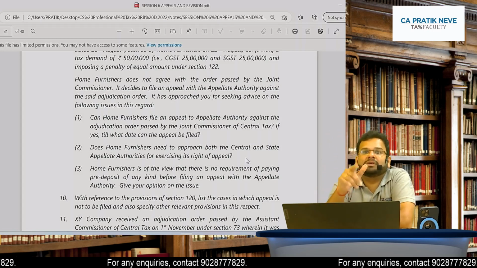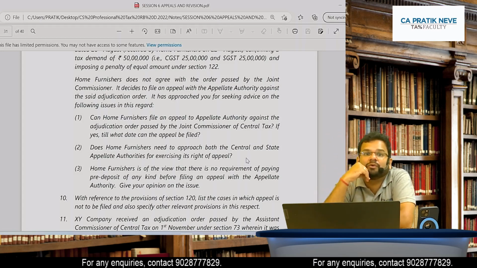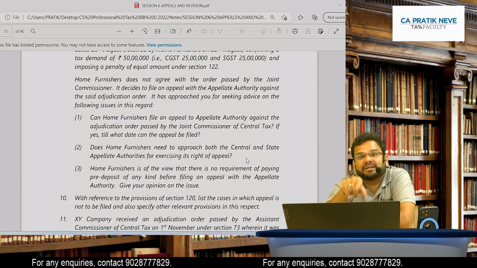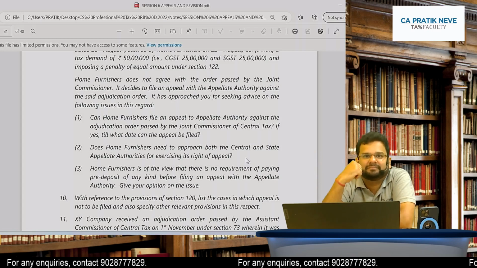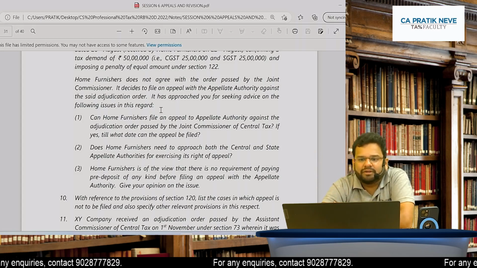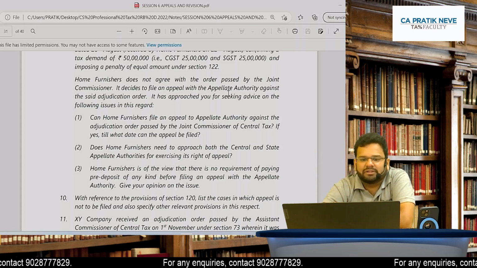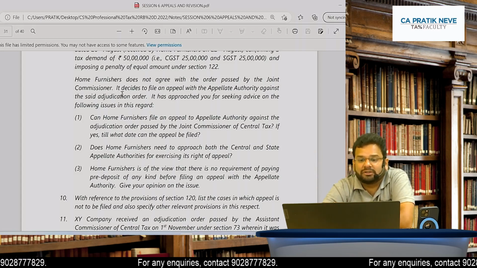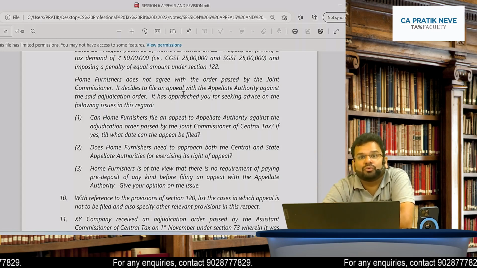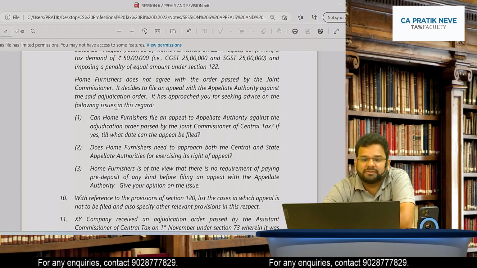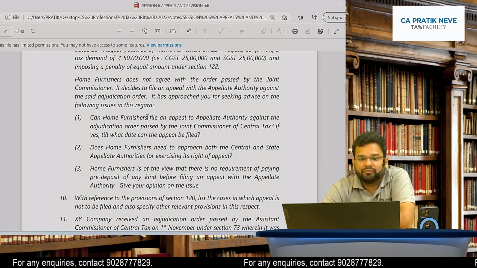You know, one of the reasons for issue of show cause notice was incorrect availment of ITC. Now here incorrect availment of ITC has happened. Home Furnishers does not agree. It decides to file appeal with appellate authority against said adjudication order. It has approached you. They trust you. They have approached you for seeking advice on following issues in this regard. Your fees are 5 lakhs.